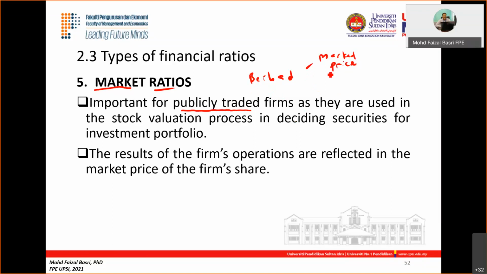For non-public listed or private limited companies, they don't have a market price because they don't have a stock price, for example. We also need to know the number of shares, for example. Those are only applicable for Berhad companies or publicly traded companies. So that's why market ratios cannot be calculated for private limited companies. Meaning for your assignment later, I encourage you to use only public listed companies, those that are Berhad companies.